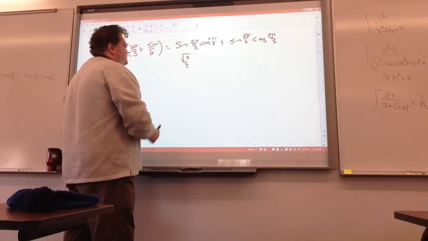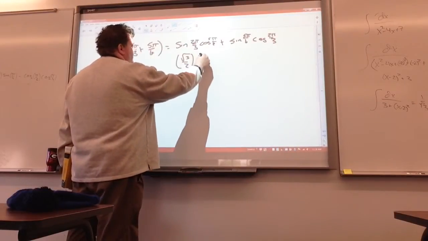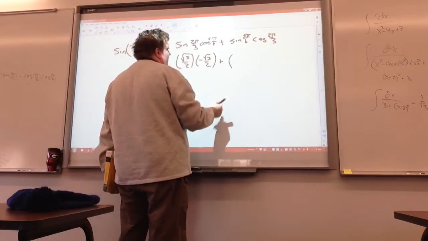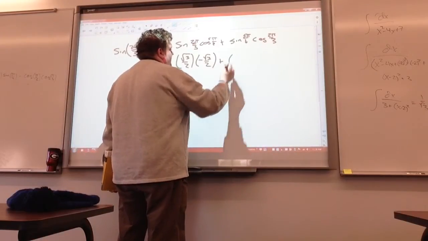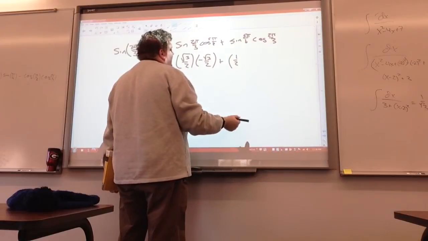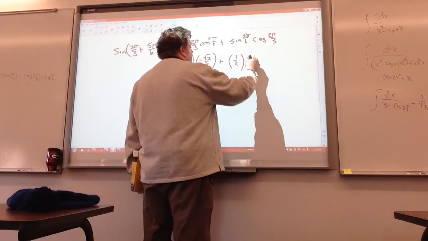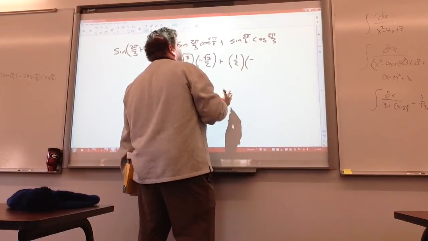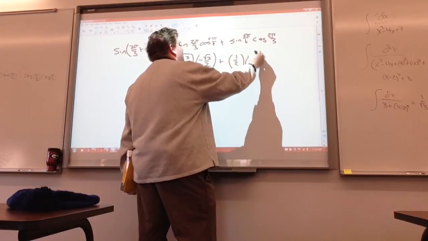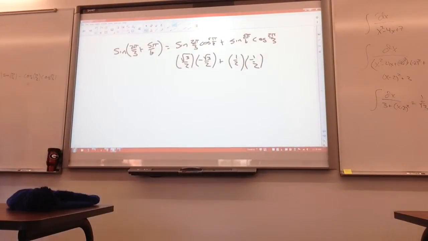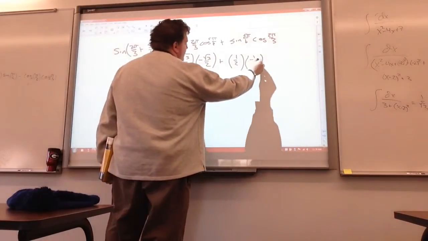Cosine of 5 pi over 6 should be minus root 3 over 2. Plus the sine of 5 pi over 6 is 1/2, right? And the cosine of 2 pi over 3 should be minus 1/2. Again, unit circle, guys. Make sure you got that down. You should be able to round those things off. I put my minus sign in there. It's still in the correct shape.